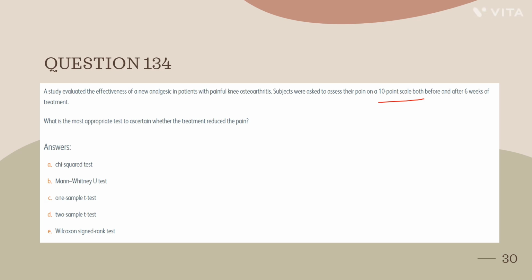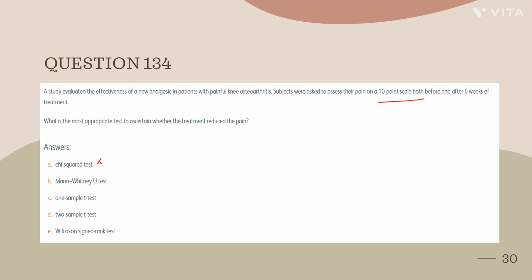Chi-square test, it's like a yes or no, whether there is improvement or no improvement. It is not a yes or no. You are also assessing the degree of improvement, like in a 10-point scale. So it is not chi-square. Mann-Whitney U test, you do it for more than 2 groups. One sample t-test: in a t-test, it is an actual value. Here, it is not an actual value. It is like a 10-point scale. You are ascertaining a rank or a degree of improvement.